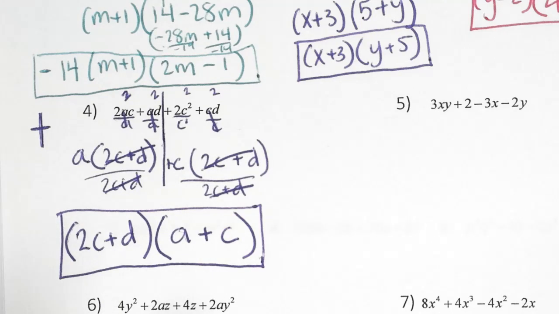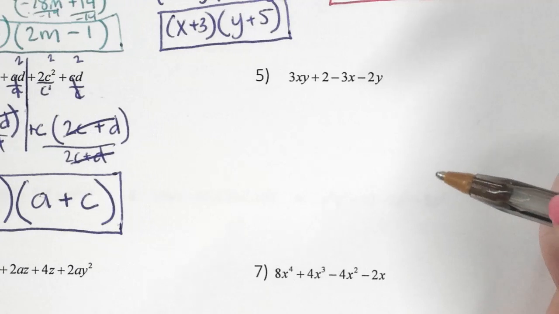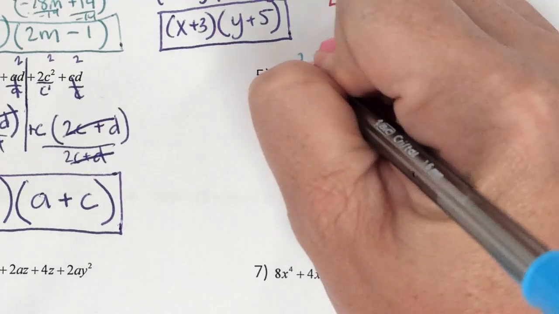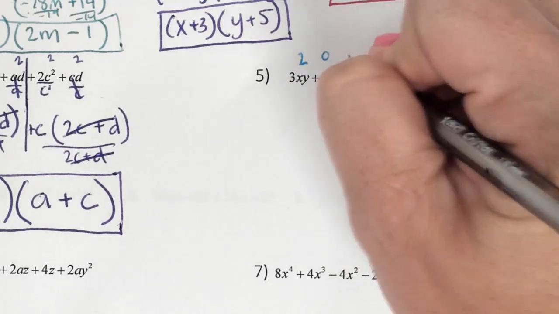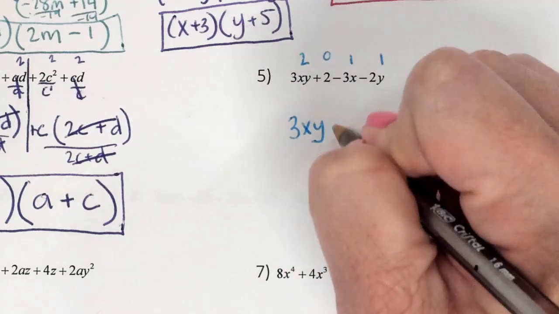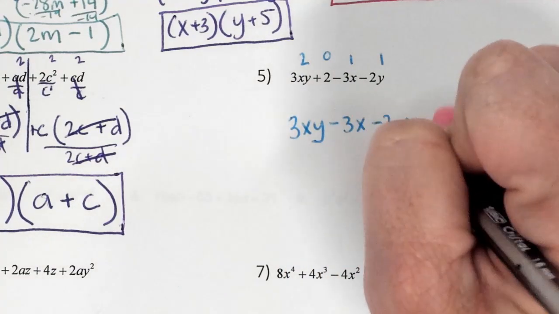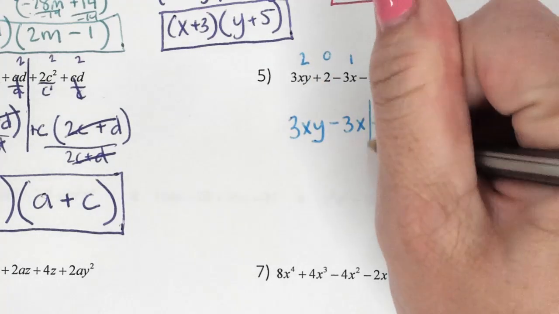So look at number 5. Is it in order? No. So this has 2 letters. It's a degree of 2. How many letters does the second term have? 0. So it's a degree of 0. 1, 1. So the first term stays first. Then I'm going to just do minus 3x minus 2y plus 2. So we just move that plus 2 to the end. Is there a GCF of all 4 terms? No. So we go ahead and cut it in half.